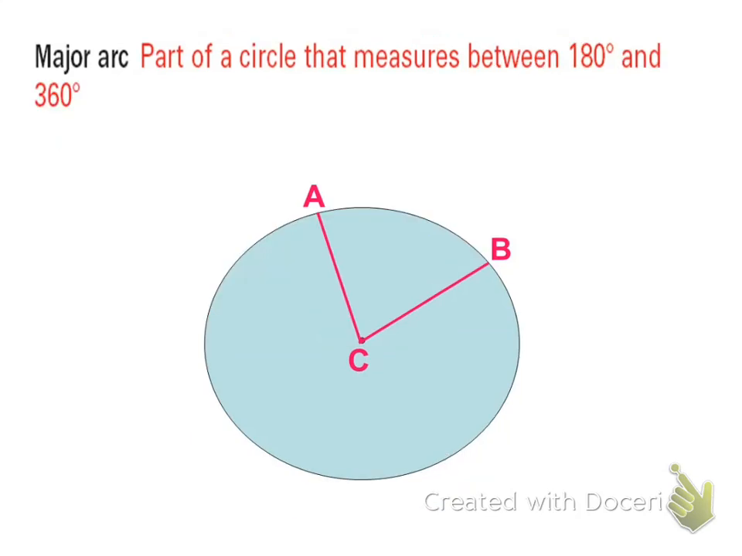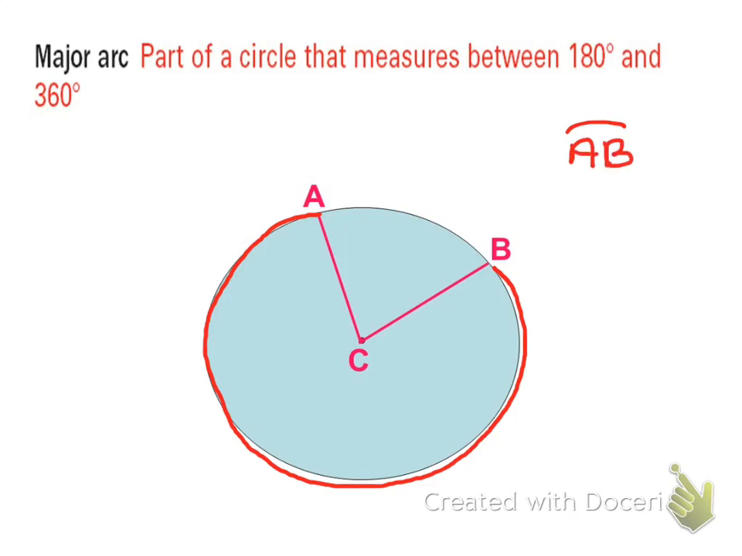A major arc. A major arc is a part of a circle that measures between 180 and 360. So it would be more than 180 degrees and less than 360. There's an arc on this side of our circle that fits that description. But I have to be careful what we name it. If we were to name it just arc AB, that would not be the major arc. Arc AB would be the minor arc here between A and B.